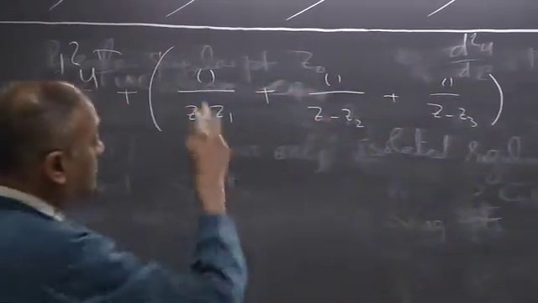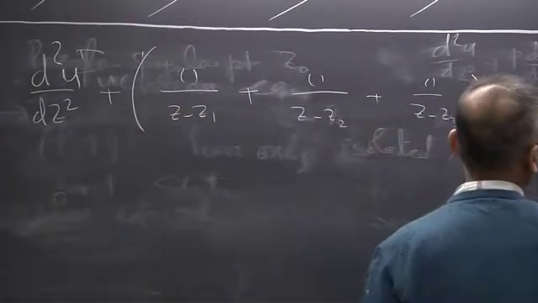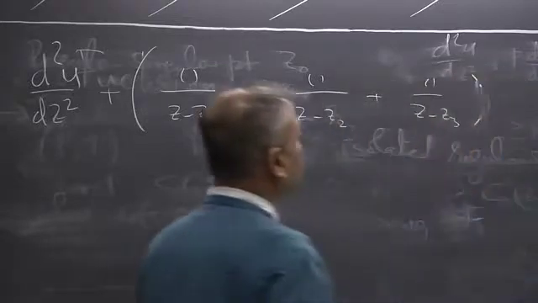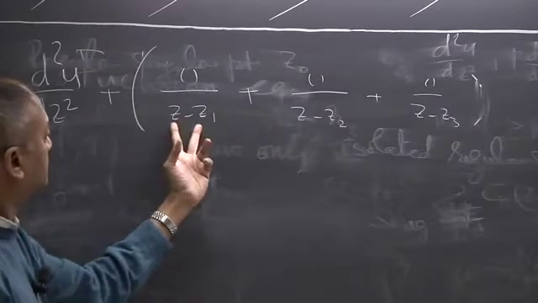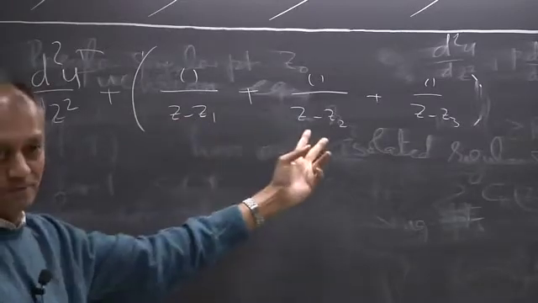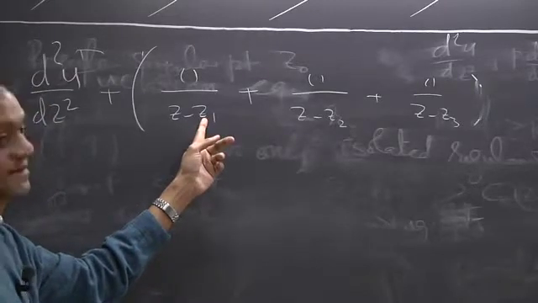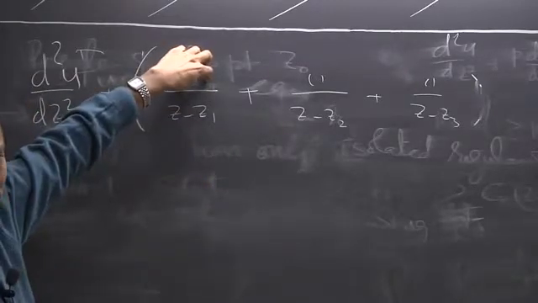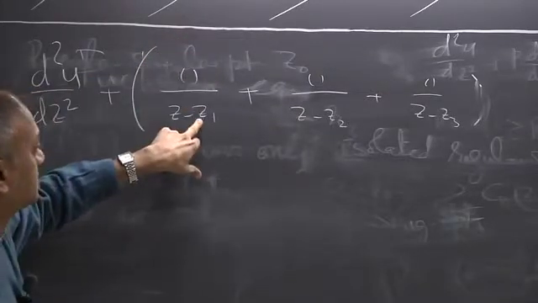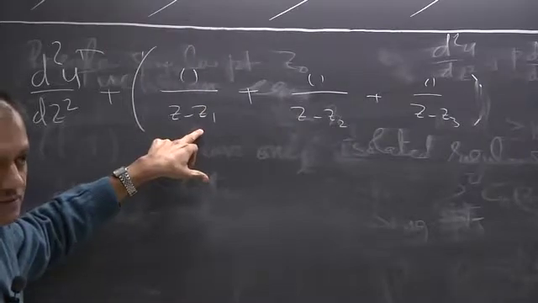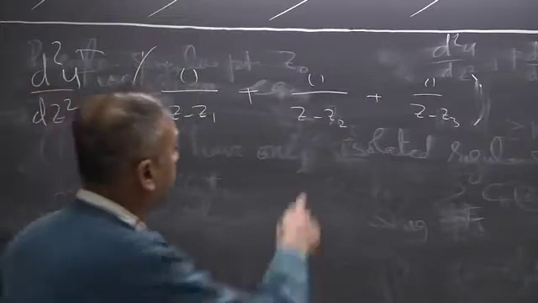Remember, this is P. Let me put it like this: du by dz. Now see that this is just saying that P has a first order pole, right? Of course, it may happen that P doesn't have a first order pole at Z1. In that case, this constant would be just 0. But generally, this constant will tell you what is the residue at z equal to Z1 for P. It may be 0 or it may not be 0. Similarly at Z2 and Z3.